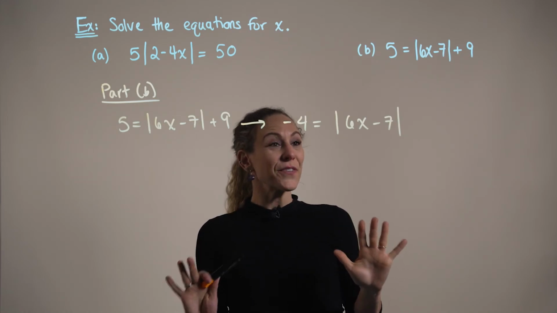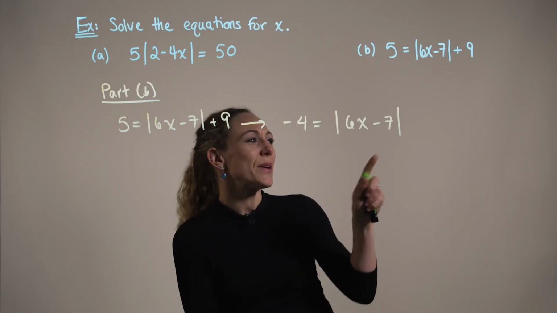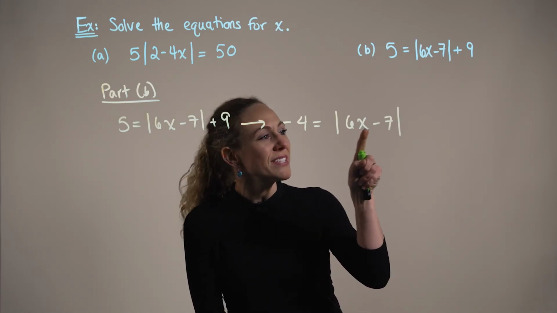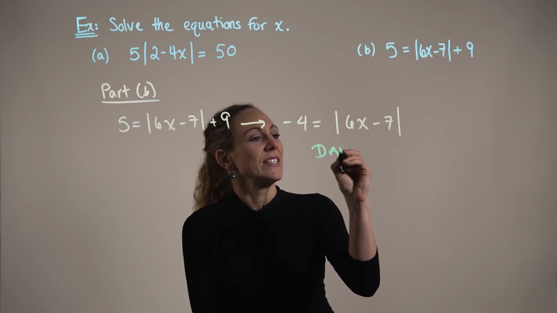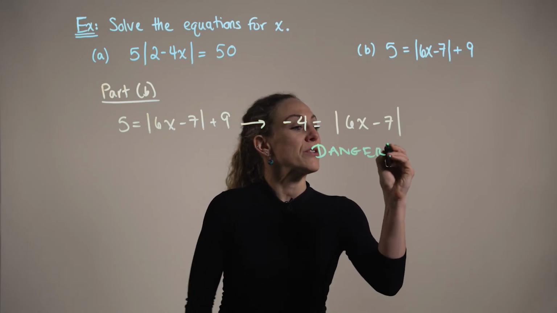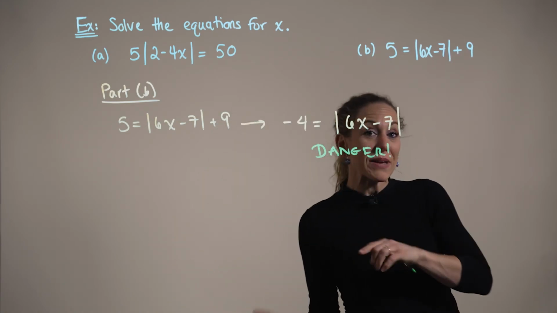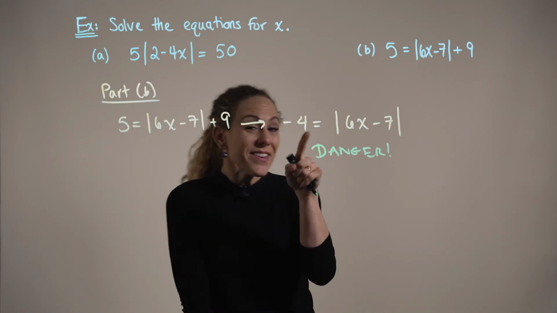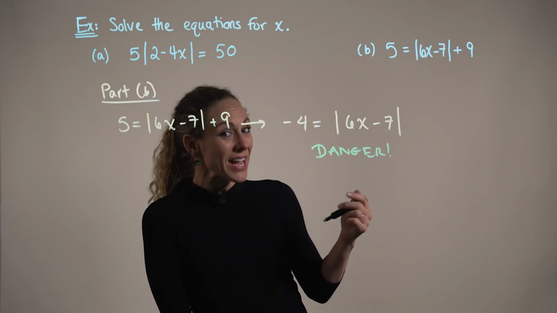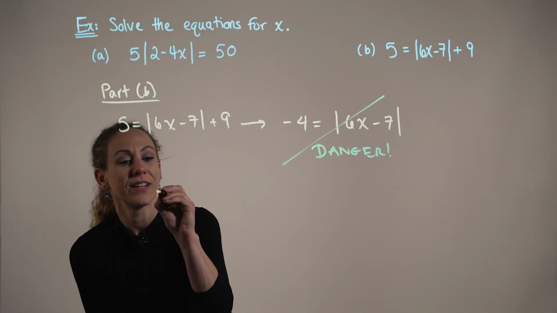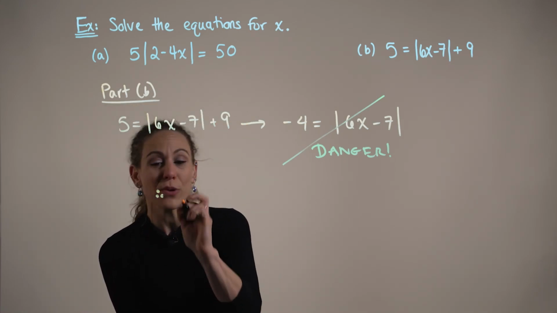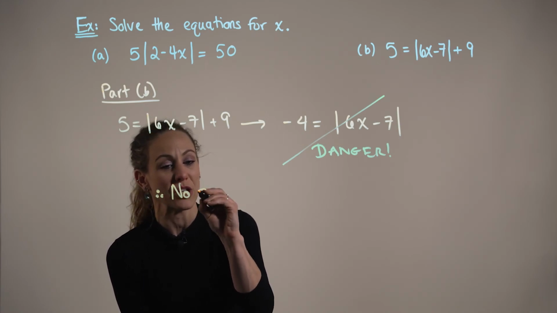Now, we'll pause for a cause here. Notice that we have the absolute value of 6x minus 7 is equal to negative 4. So this is danger, right? We know that absolute values are supposed to be non-negative. So we cannot have an absolute value being equal to a negative like this. So we can observe that therefore there is no solution to this absolute value equation.